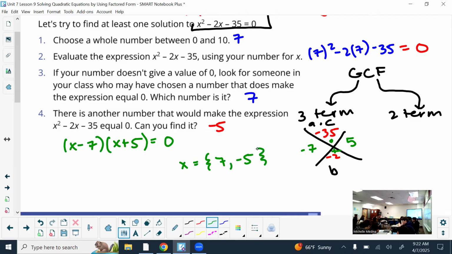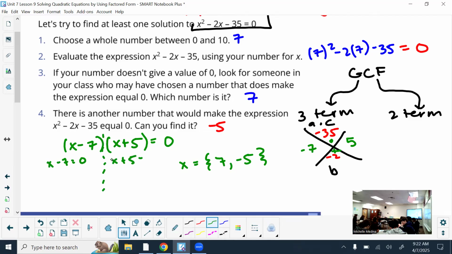All right, so know the difference. Don't just do the diamond method, look at this and say that these are the answers, because really, it's the opposite signs that are the answers. What minus 7 will give me 0? 7. And what plus 5 will give me 0? Negative 5.